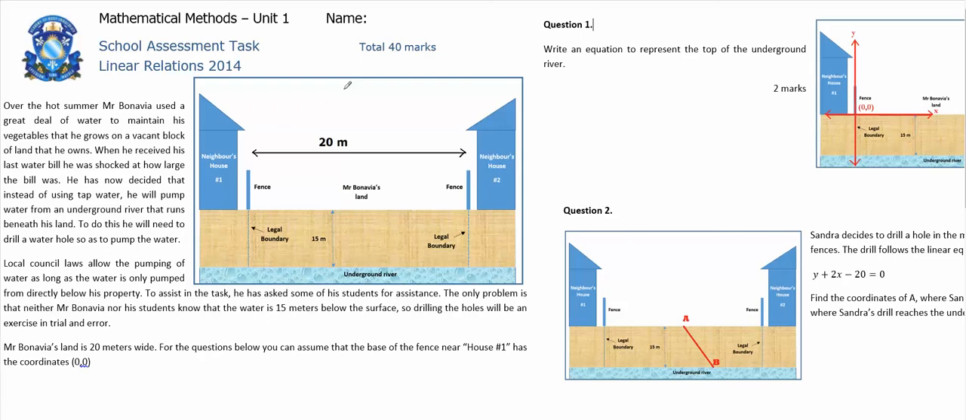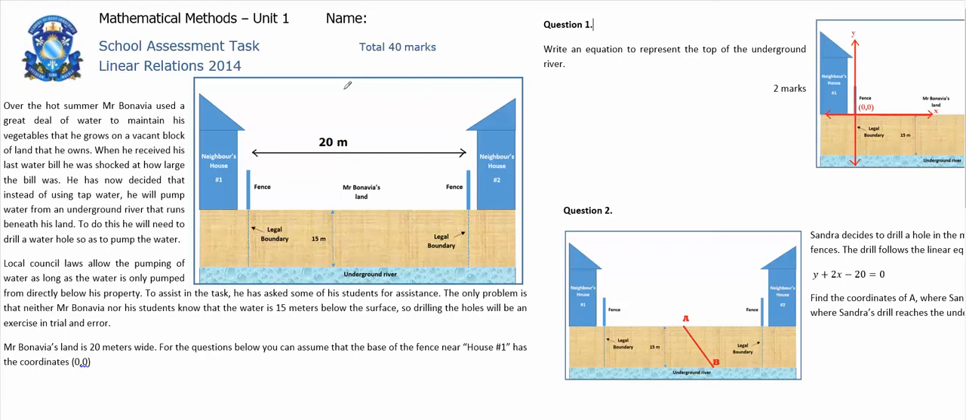This is for Year 11 Methods. It comes out of the Chapter 1 SAC. Over the hot summer, Mr. Bonnever used a great deal of water to maintain his vegetables that he grows at a vacant block of land that he owns. When he receives his last water bill, he is shocked at how large the bill was.